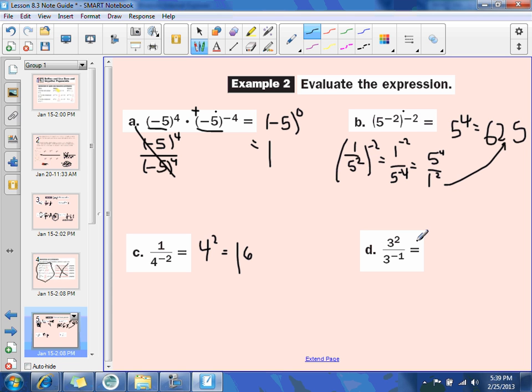Letter D, 3 to the 2nd power is happy. Leave him in the numerator, happy. But 3 to the negative 1st power does not want to be in the denominator. He wants to be in the numerator as 3 to the positive 1st power. Nothing in the denominator means 1 is there, which doesn't really matter. So this is literally 3 to the 2nd power with one more 3 up there, 3 to the 3rd. Evaluate it, and you got 27.